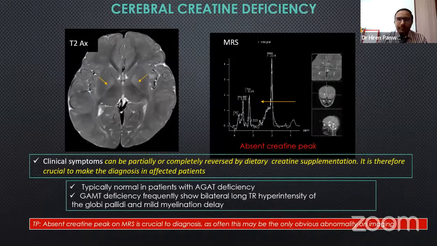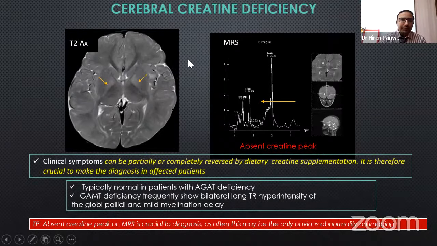Then another interesting thing is cerebral creatine deficiency. We all know that many times the MRI findings on conventional imaging will be absolutely normal, but the patient will be having some symptoms. And if you do MR spectroscopy, that will be the clincher. For example, here we can see that there is absence of the creatine peak at 3 ppm. So that is almost pathognomonic for cerebral creatine deficiency.